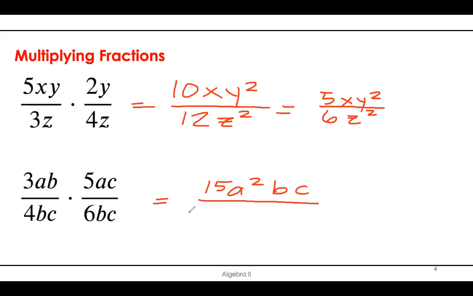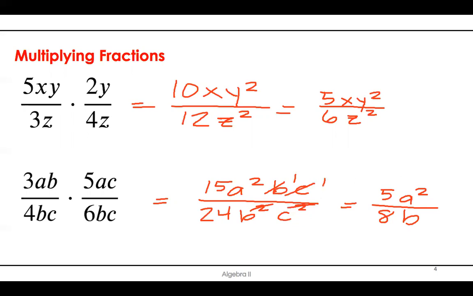In the denominator, 4 times 6 is 24. B times b is b squared. C times c is c squared. Now we got to simplify. 15 and 24 can be reduced. 3 goes into 15 5 times. 3 goes into 24 8 times. There's only one a squared, so that's going to stay the same. B over b squared, so this b will cancel with the squared to give me 1. So I'm left with the b at the bottom. This c will cancel with this squared, and I'm left with a 1 and a c at the bottom.